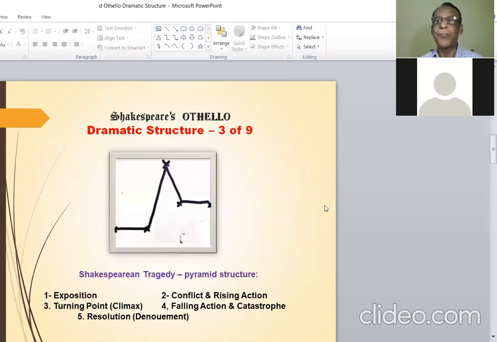Well, this is the dramatic structure of a Shakespearean tragedy. Look at this. It has five sections or 5 points. First is exposition, that is Act 1, and then the second point. Look, it has a pyramidal structure. A Shakespearean tragedy has a pyramidal structure. Exposition, the first one. The second one is conflict and the rising action. And then comes the climax, the turning point, and then falling action and the catastrophe.